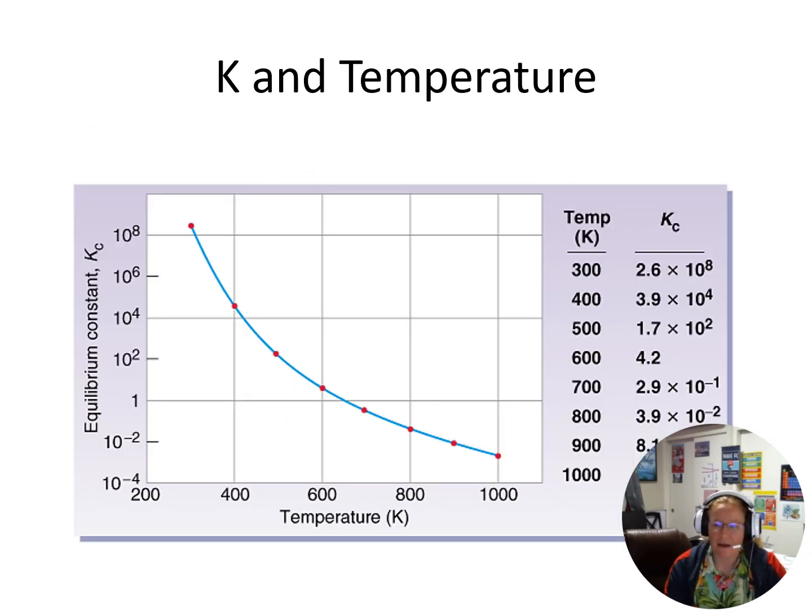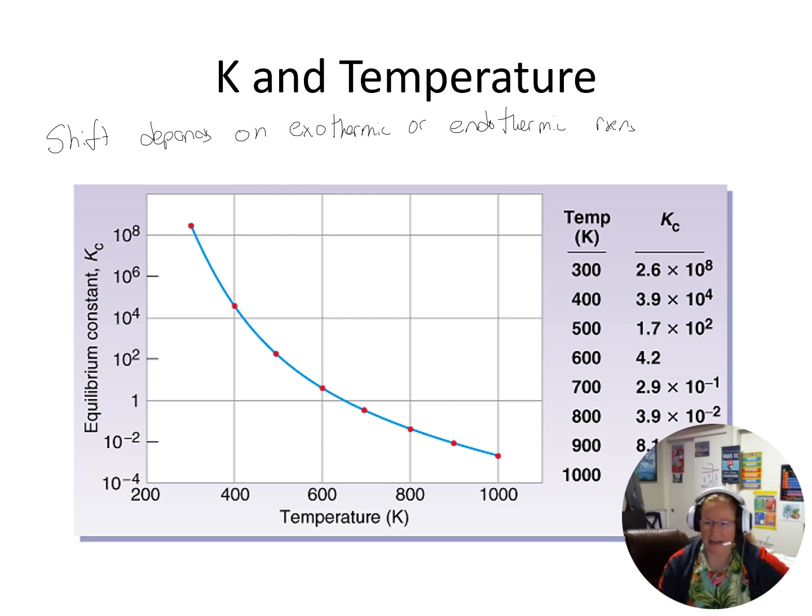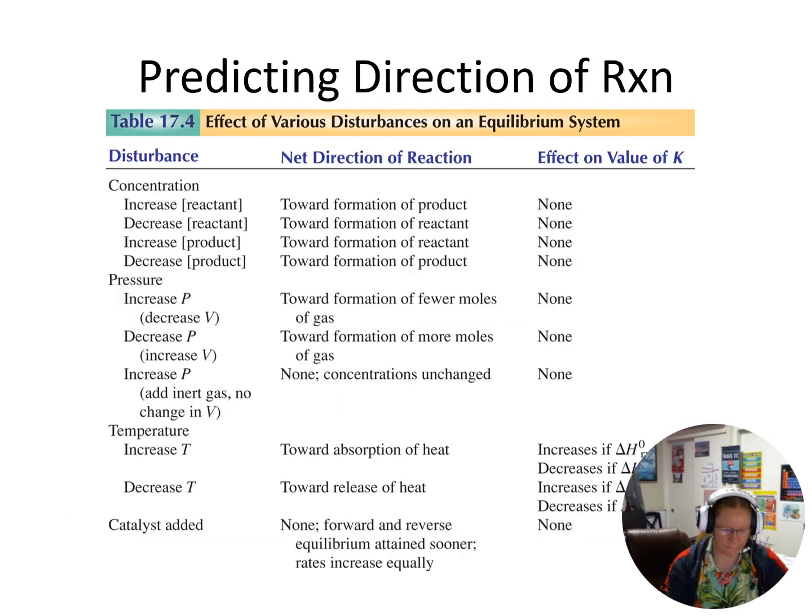When I look at my equilibrium and my temperature, okay, my rate increases and my shift depends on exothermic or endothermic reactions. Okay, so if I'm exothermic, adding heat is going to do one thing. If I'm endothermic, adding heat is going to do a different thing. All right.